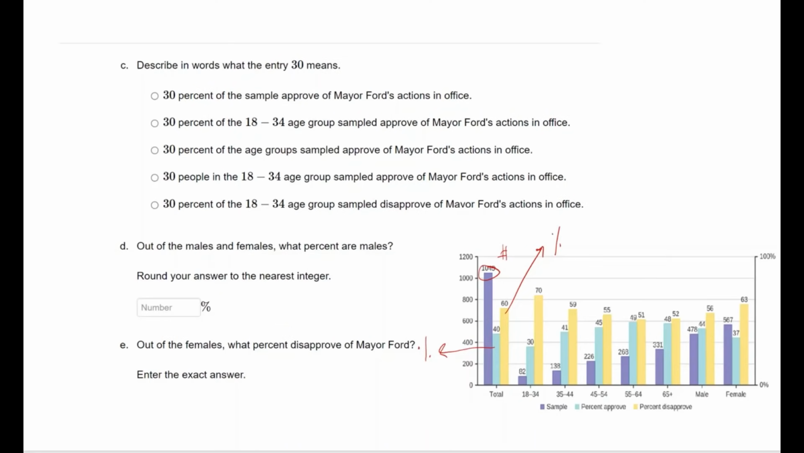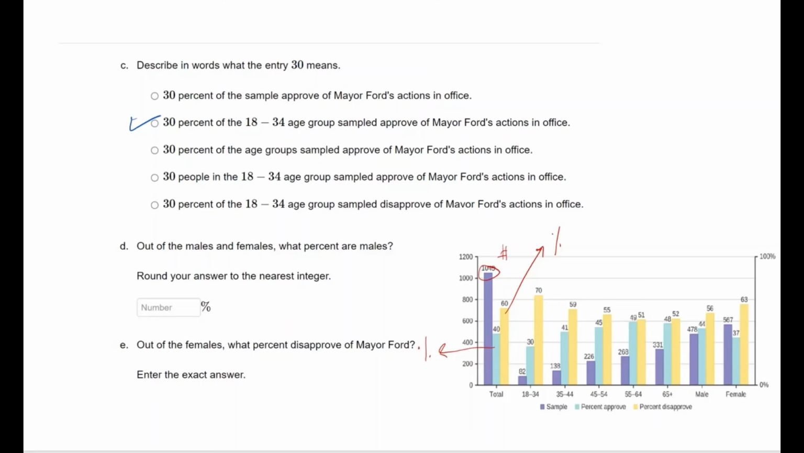Now part C asks what the entry 30 means. If you look at the graph, the entry 30 appears in the age group of 18 to 34 years, and it represents the percentage that approves. So out of the 5 choices that we have, the second choice says 30% of the 18 to 34 age group sampled approve of Mayor Ford's actions in office, and that should be the correct one.